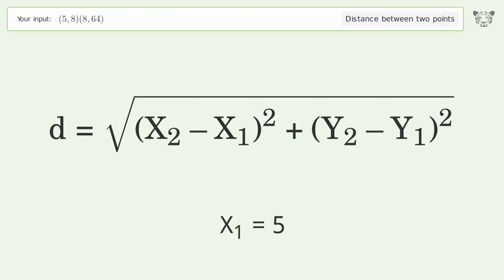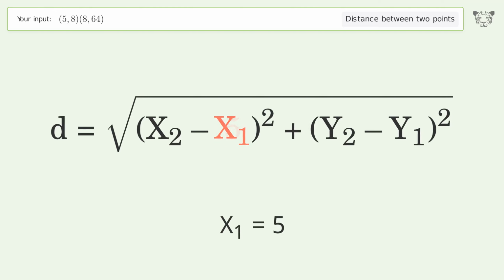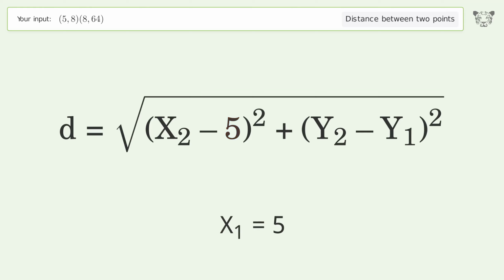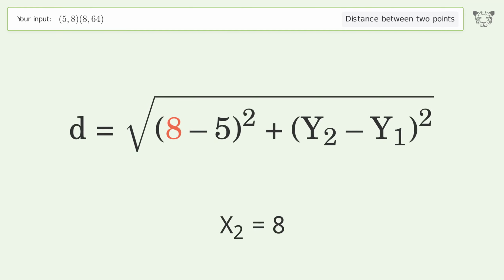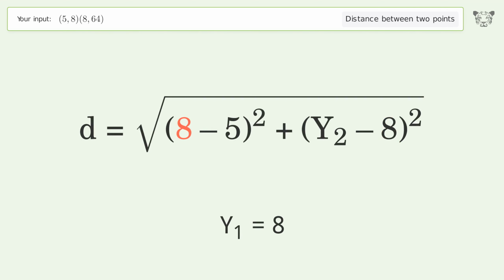x1 equals 5. x2 equals 8. y1 equals 8. y2 equals 64.